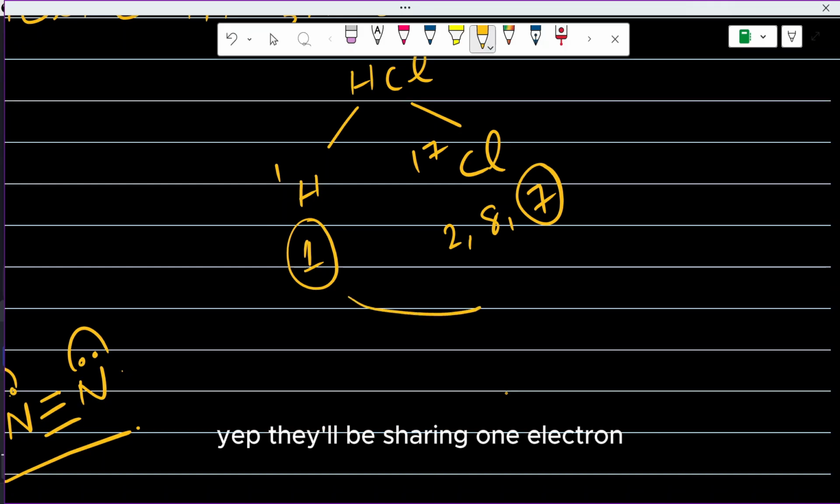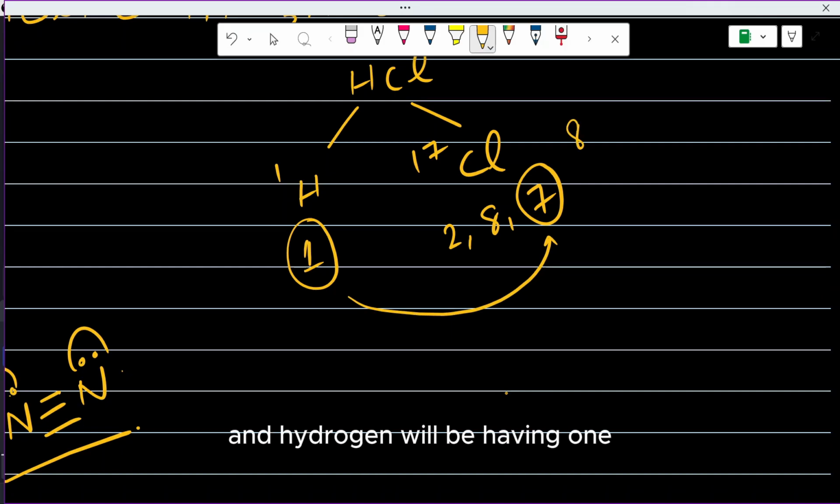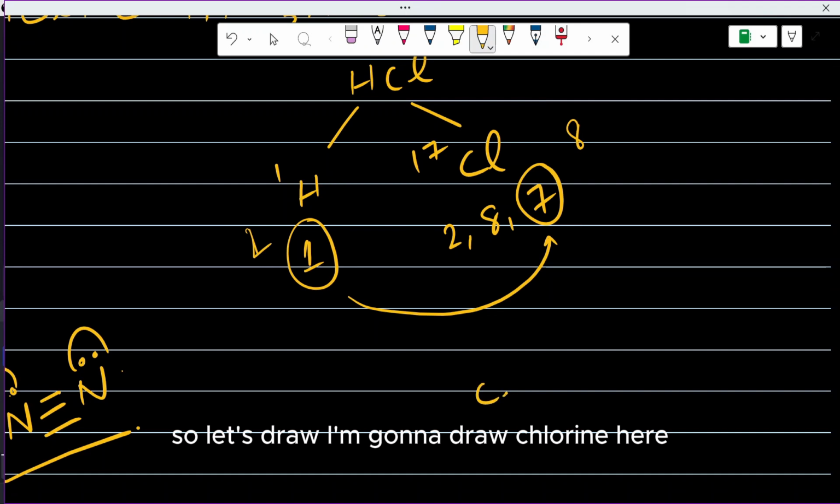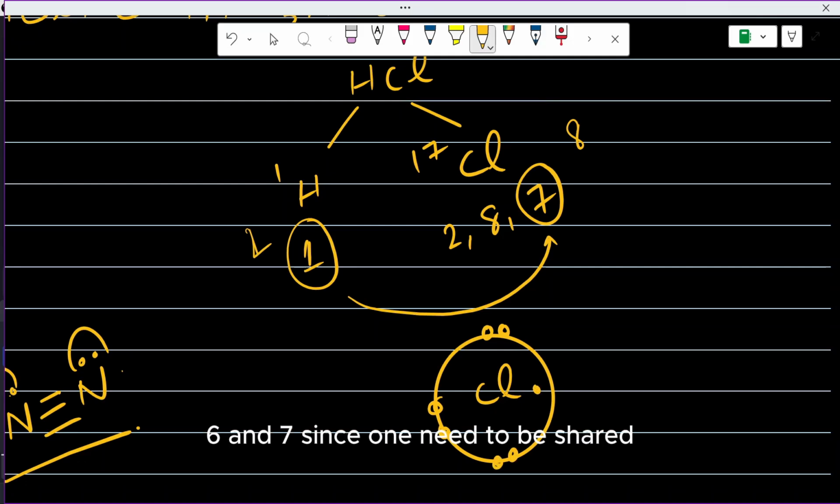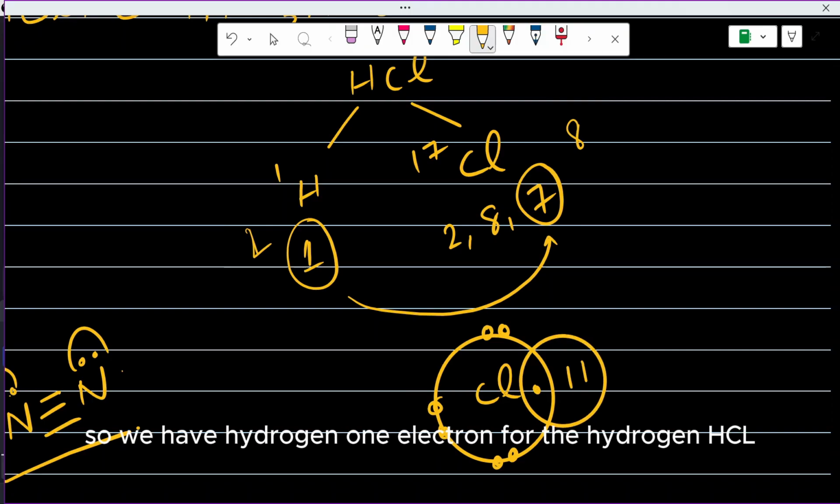Yep, they'll be sharing 1 electron. So if they share 1 electron, chlorine will be having 8, and hydrogen will be having 2, sorry, in the outermost shell, right? So let's draw. I'm going to draw chlorine here, right? So 7 electrons, 1, 2, 3, 4, 5, 6, and 7. Since 1 needs to be shared, I have drawn 1 inside, right? And we have hydrogen here, 1 electron for the hydrogen, HCl.